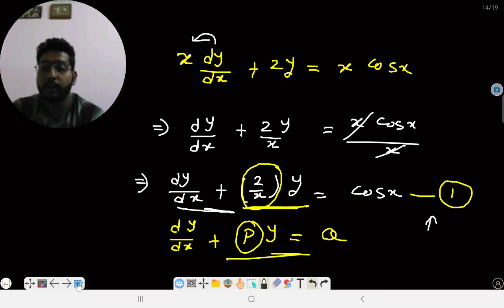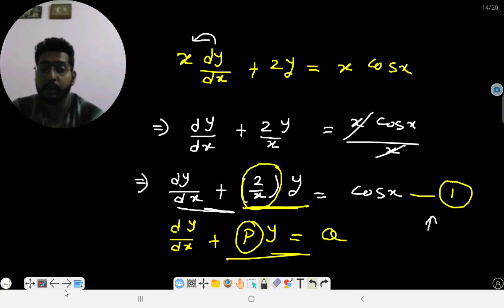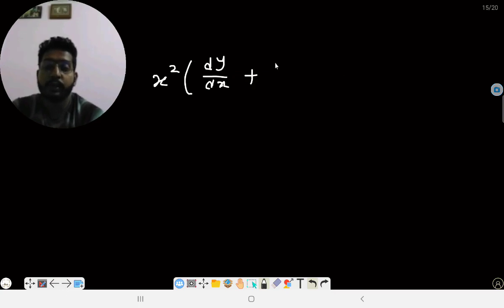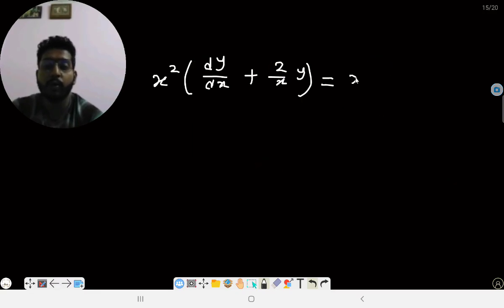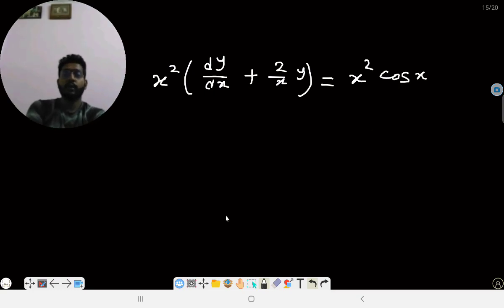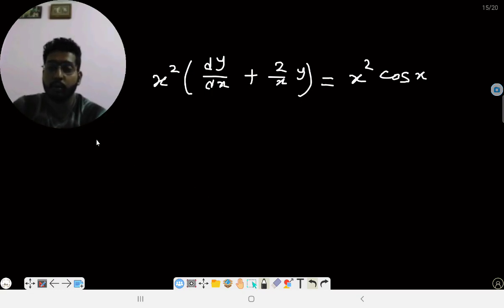That becomes like this: if I multiply x square with dy dx plus 2 by x y equals, here it will be x square cos x. Done. So this is what you have to multiply. Now this one is a very important step. What will be the left hand side?